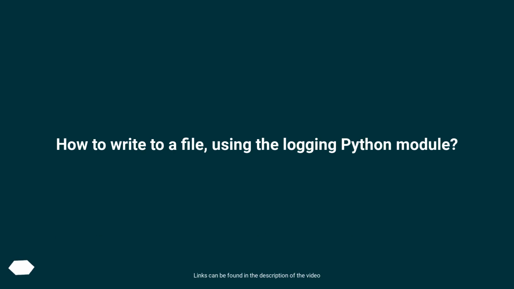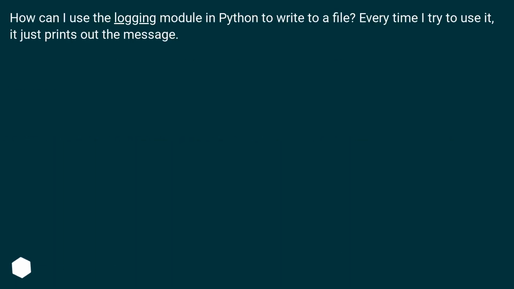How to write to a file, using the logging Python module? How can I use the logging module in Python to write to a file? Every time I try to use it, it just prints out the message.